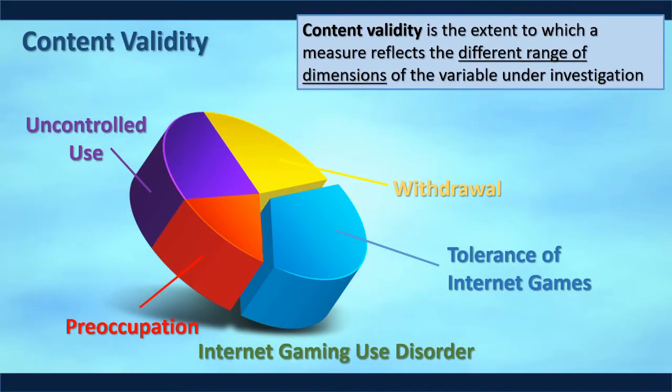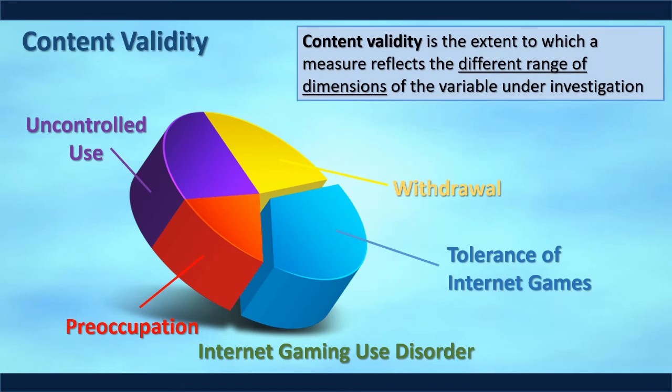Content validity is the extent to which a measure reflects the entire range or universe of the variable under investigation. If I'm interested in doing a study on internet gaming use disorder, by the way, something very real and recognized by the World Health Organization, I need to find a measure that taps into the entire universe of what internet gaming use disorder is. I do this because I already know that this variable has multiple dimensions to it.